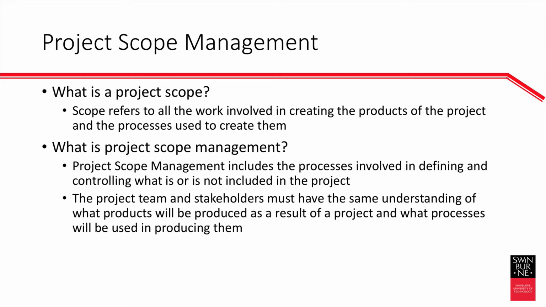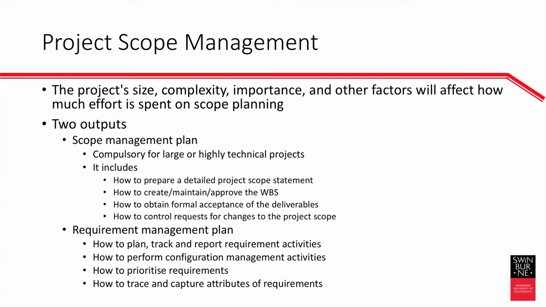The project team and stakeholders must have the same understanding of what products will be produced as a result of a project and what processes will be used in producing them. The Bradley video shows what happens when scope is not controlled. The project size, complexity, importance, and other factors will affect how much effort is spent on scope planning.